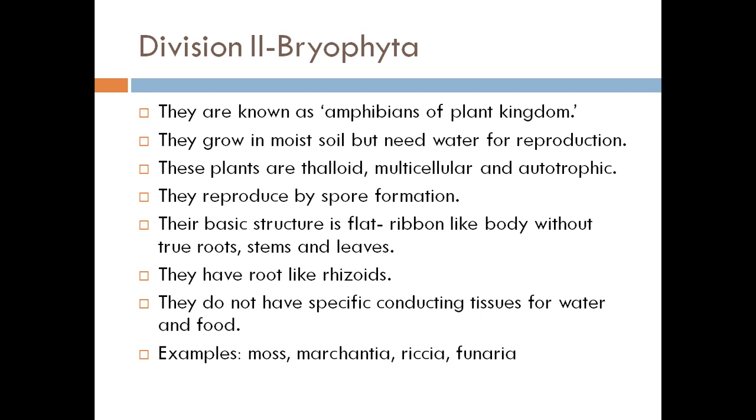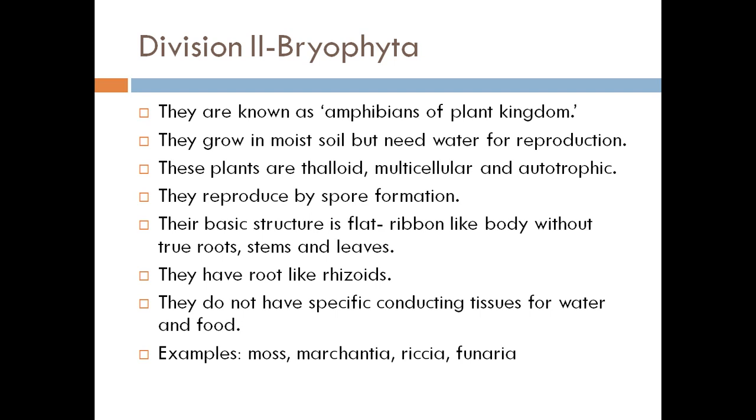They grow in moist soil but need water for reproduction. Moist means slightly wet soil, but they need water for reproduction. Reproduction means if they want to increase their number, they need water for that. These plants are thalloid. Thalloid means again the same thing, they have a fiber-like body. Then they are multicellular, made up of many cells, and they are autotrophic. That means they are capable of producing their own food.